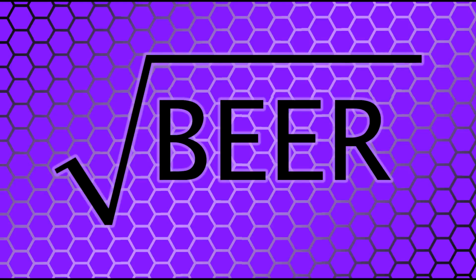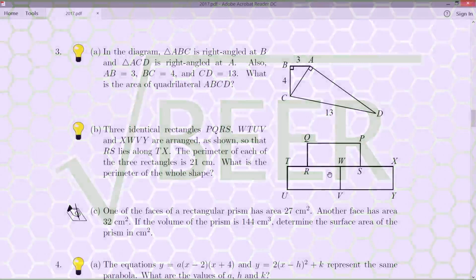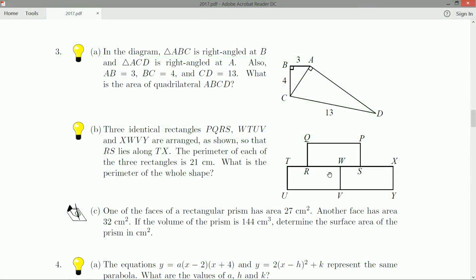I am itching to start the next question on the 2017 Euclid, and that will be question 3. So once again, it's a 3-parter, 2 light bulbs, 1 written question.